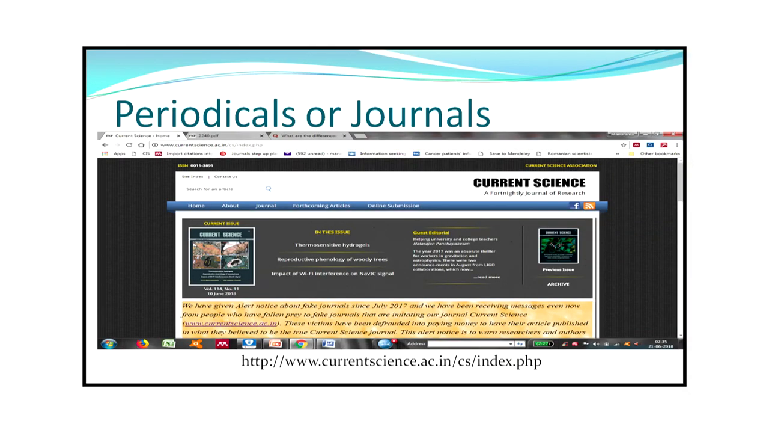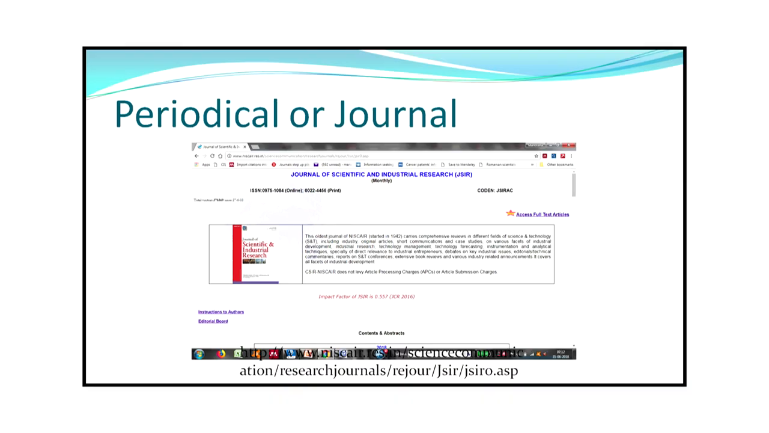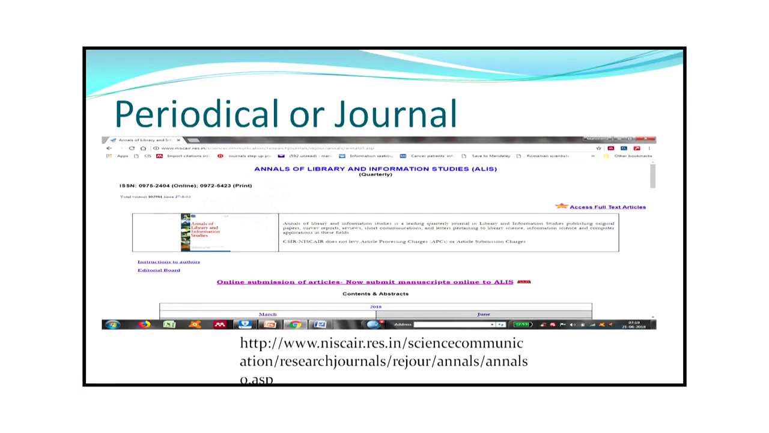The screenshot shows the homepage of Current Science. It is a fortnightly journal of research. This screenshot shows the homepage of another journal which is published by NISCAIR, and the name of the journal is Journal of Scientific and Industrial Research. Its frequency is monthly, that means it is published monthly. This screenshot shows another homepage of the journal Annals of Library and Information Studies. This is published quarterly.